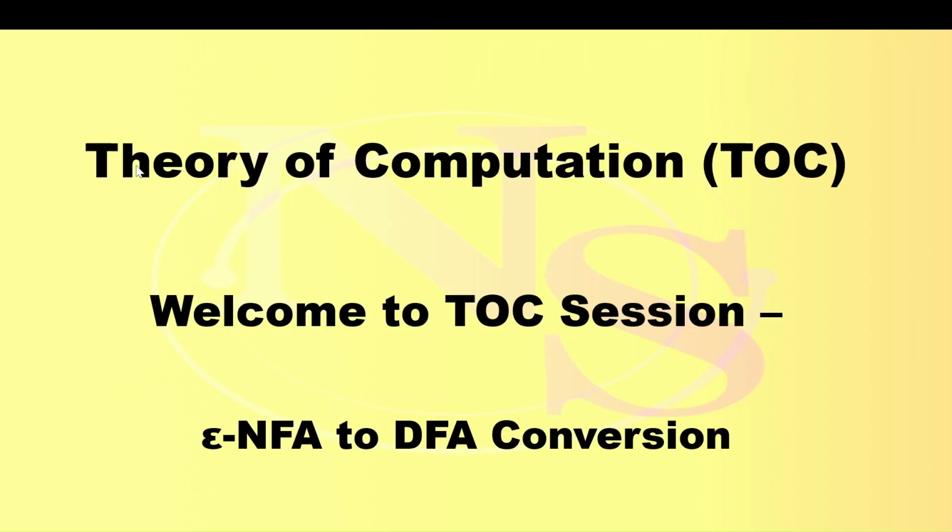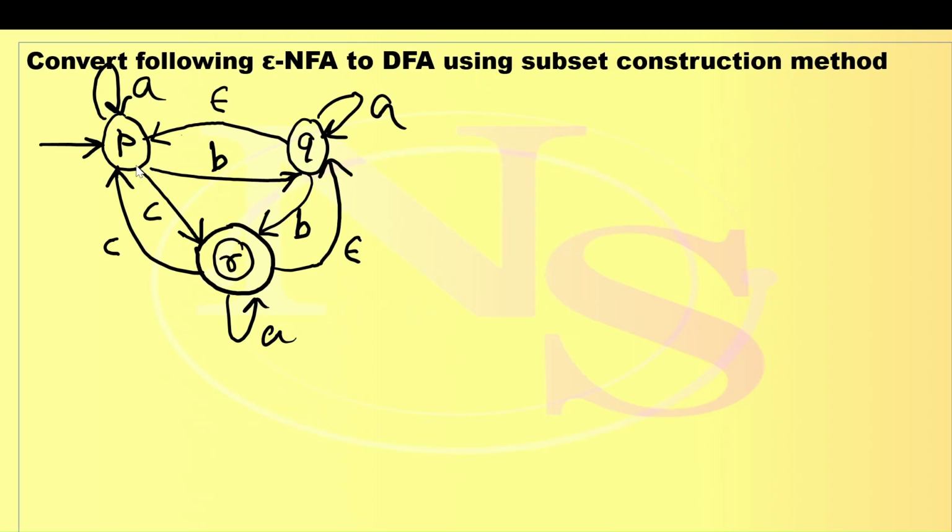Hi everyone. Here the question is conversion of epsilon NFA to DFA using the subset construction method. As explained in the last video, there will be two steps to convert epsilon NFA to DFA. The first step will be finding out the epsilon closure of each state.